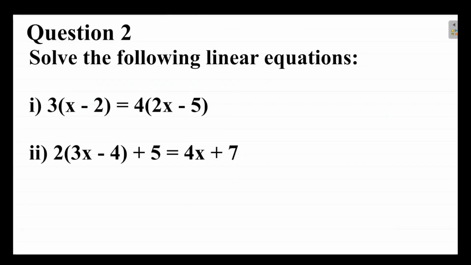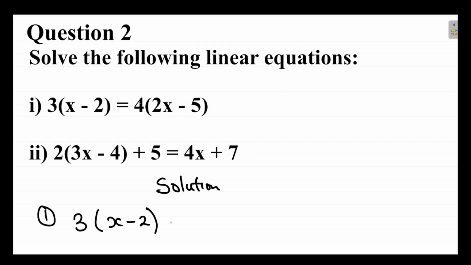Now, question 2 says, solve the following equation: 3(x - 2) = 4(2x - 5). Now, question 1 says 3 multiplied by (x - 2) equals 4 multiplied by (2x - 5).